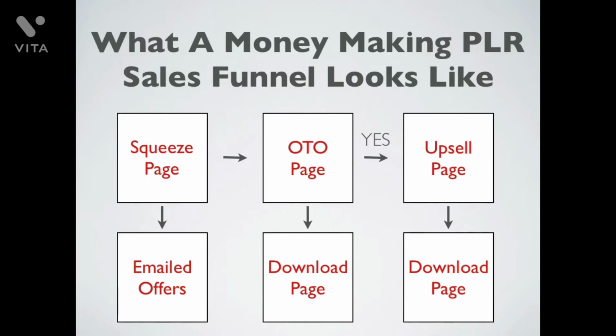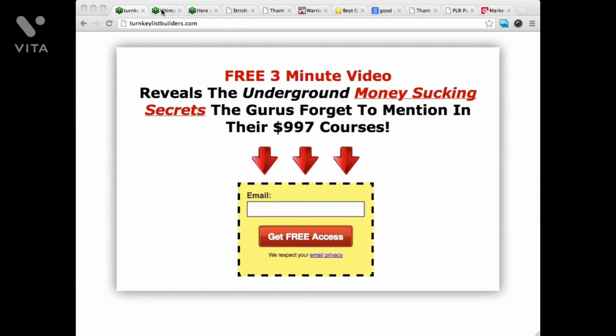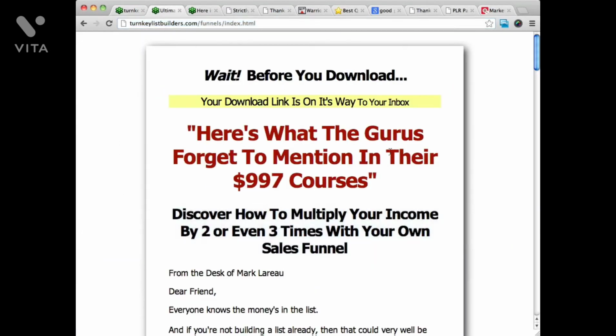But they're also going to be brought, right after they opt in, over to my OTO page, okay? This is a sales page for something that's very related to what they just opted in for. And you can see I tell them, hey, wait, before you download, your download link is on its way to your inbox. But before you get that, here is what the gurus forget to mention in their $997 courses.